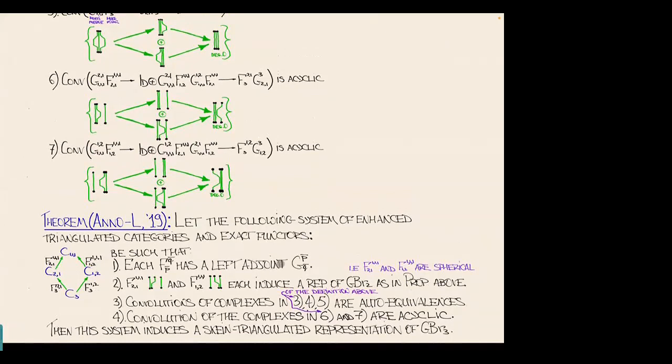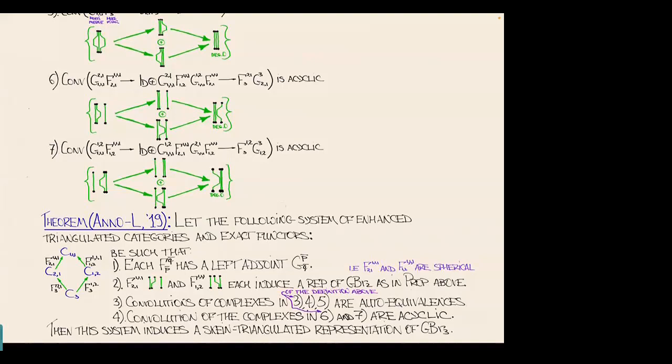I take their left adjoints and they become my merges. These are forks. Then, using this, I can define what the overcrossings are. And using 5, I can define what a ribbon twist is. And then if also the convolutions of complexes in 6 and 7 are acyclic, then it gives me a representation of GBR3, which we call skein-triangulated. So this is how this theory looks when it's been fully worked out for a given N.